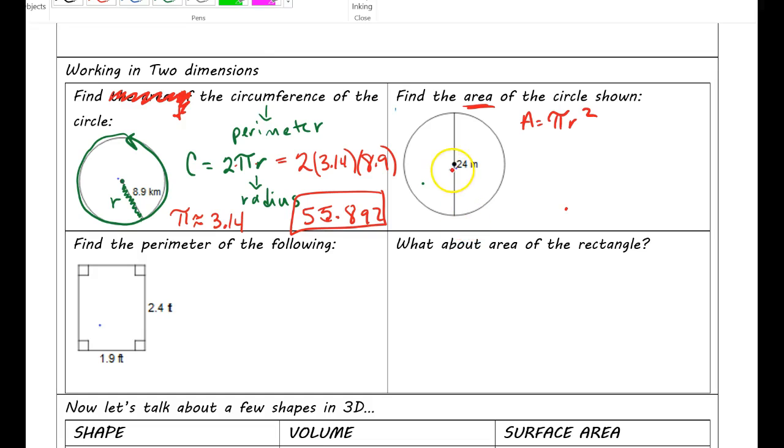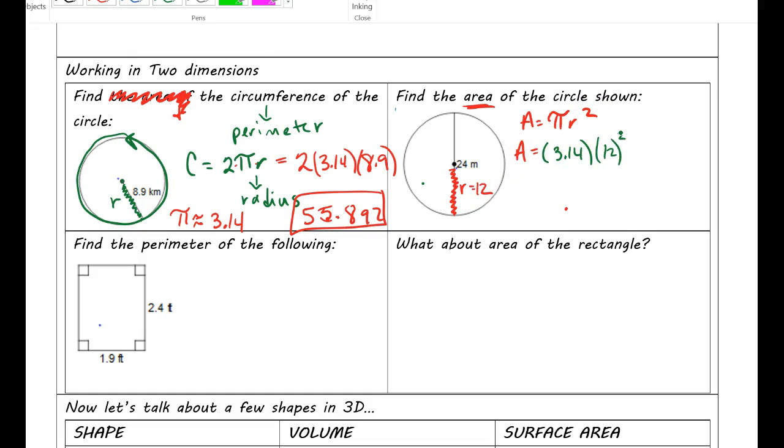So based on that, guys, how much is the radius? Well, halfway across of 24 would be 12. Just half of 24 is 12. So my r is 12. So what I'm going to do is, in the place of pi, I'm going to put that number 3.14. And then my r is 12, and I'm going to square that.